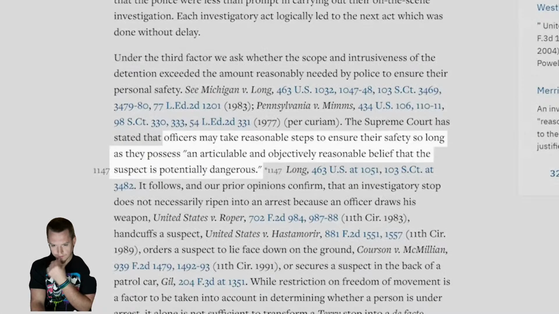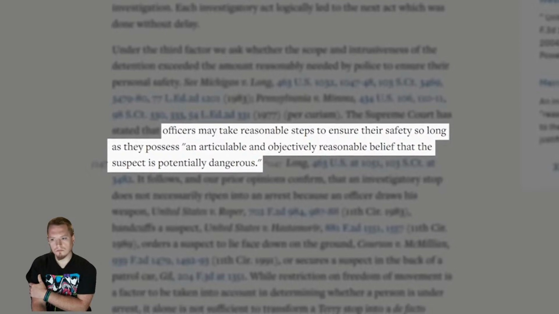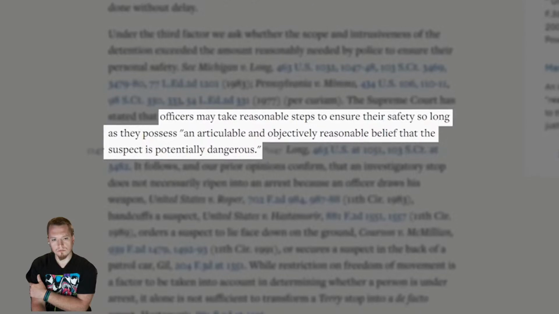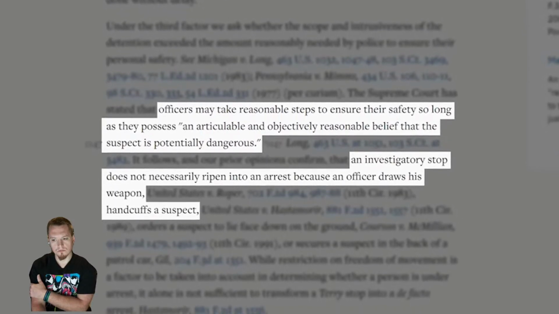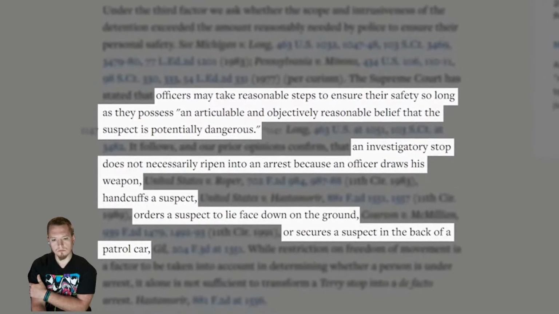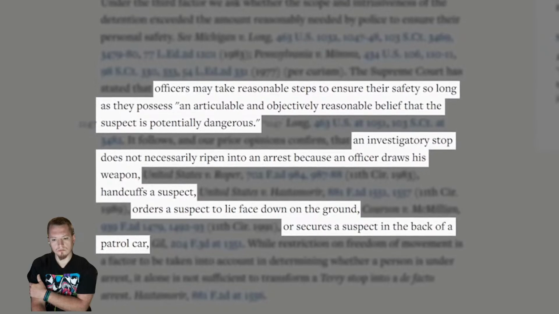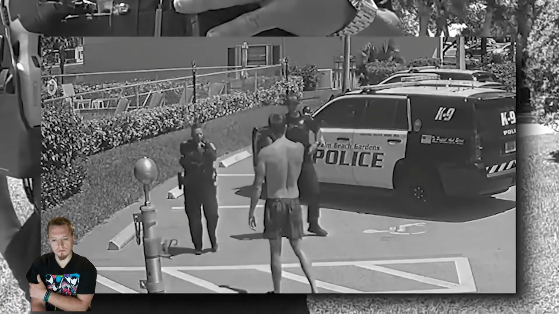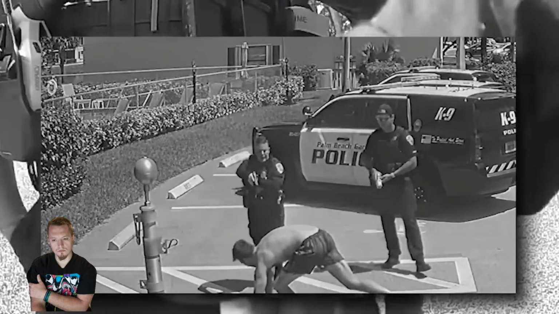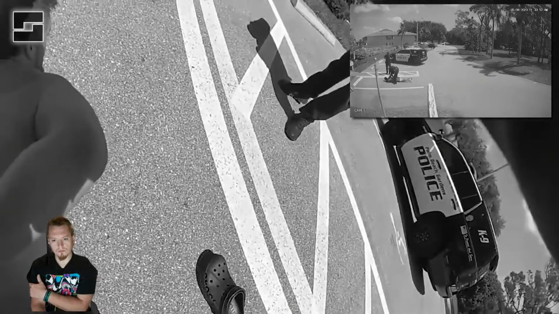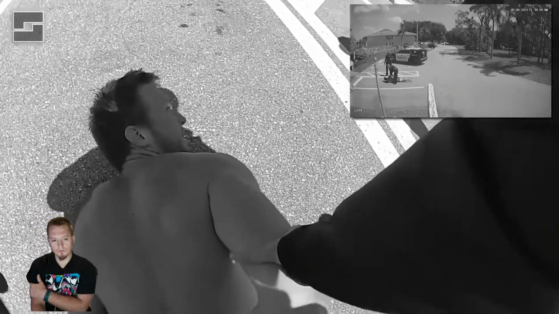Versus Acosta that, quote, officers may take reasonable steps to ensure their safety so long as they possess an articulable and objectively reasonable belief that the suspect is potentially dangerous, and that, now quoting again, an investigatory stop does not necessarily ripen into an arrest because an officer draws his weapon, handcuffs a suspect, orders a suspect to lie face down on the ground, or secures a suspect in the back of a patrol car. Nonetheless, because Mr. Gold was not reaching into his pockets or behaving aggressively in any way at the time Officer Guerriero pulled out her firearm and pointed it at him, he would have a strong argument that she did not have an objectively reasonable belief that he was potentially dangerous, and therefore exceeded the permissible scope of a Terry stop and subjected him to an unconstitutional de facto arrest in the absence of probable cause.